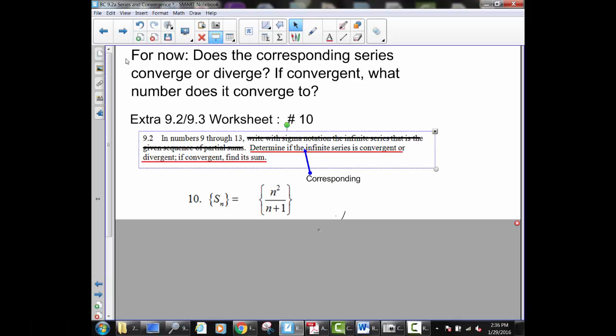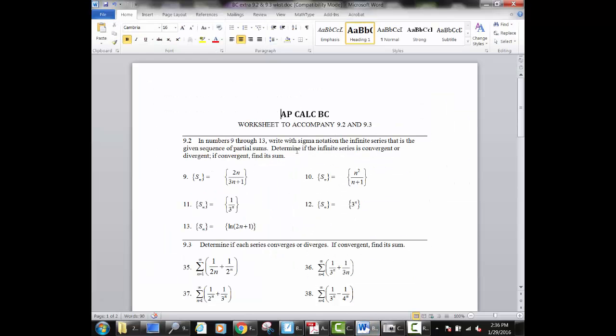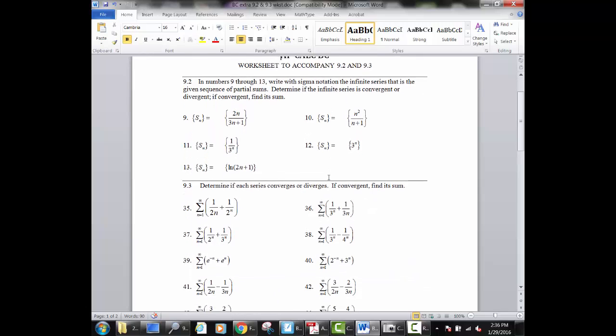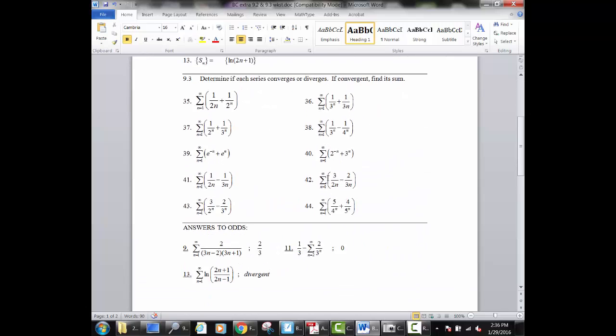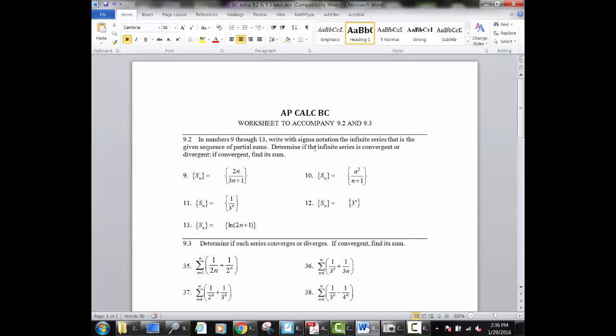Be responsible for that. Okay, I have created a worksheet for you that I'm posting. Worksheet 9.2 and 9.3. So these are a few things that the book just doesn't have. It has the answers down there as well. So we're looking at 9.2.